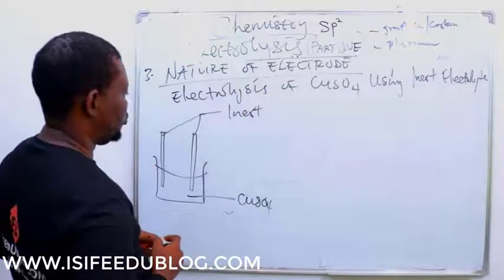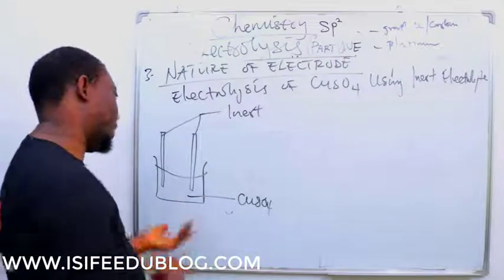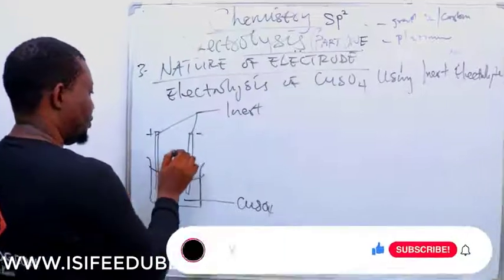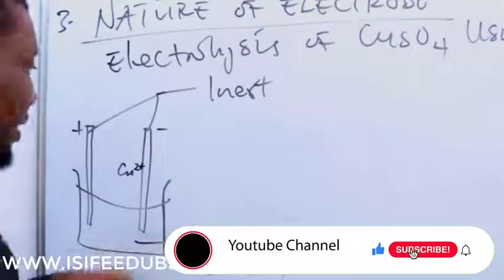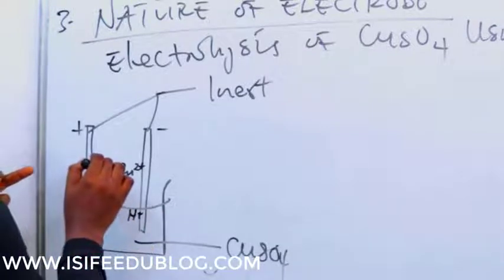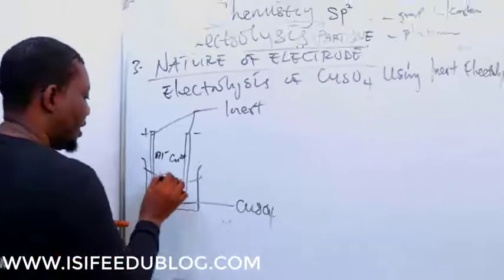For the fact that they are inert, they will allow ions to discharge. The ions that will discharge here, with the cathode negative and the anode positive: copper will go to the cathode, remember copper is lower in the series, and hydrogen will remain. At the anode, OH will go, and SO4 will remain.